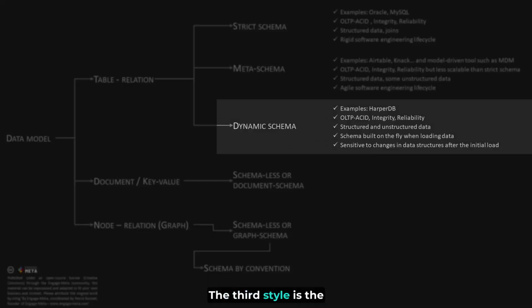The third style is the dynamic schema. This is a new approach at the time I'm recording this video. The goal is to benefit from the best of both strict schema and meta-schema styles with the added ability to manage unstructured data. The principle is that the strict data schema is automatically generated at the time of the first data loads. Then, as the data structure evolves, the system is supposed to have the intelligence to adapt the data schema on the fly and proceed with the migration of data from the old schema to the new.